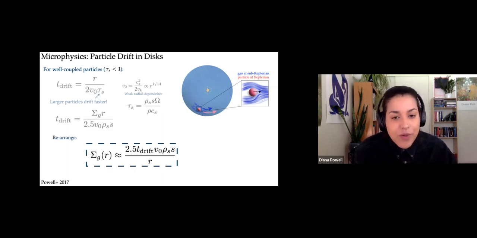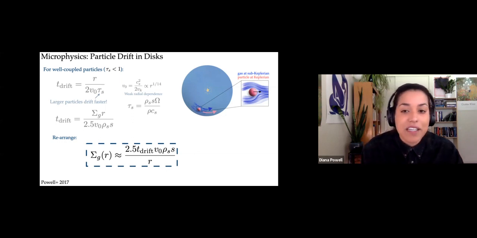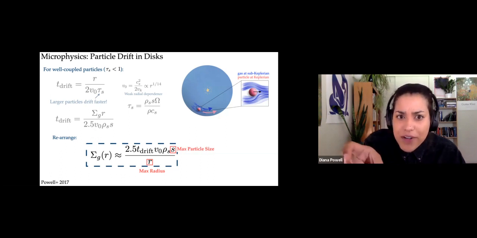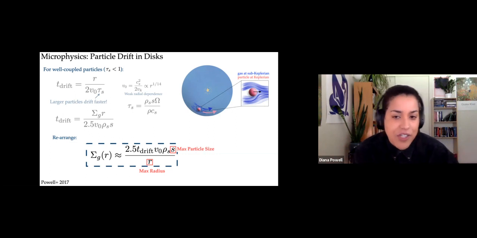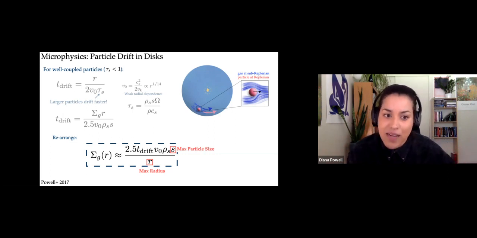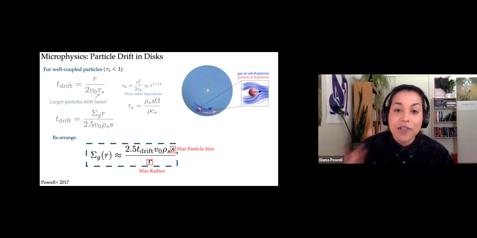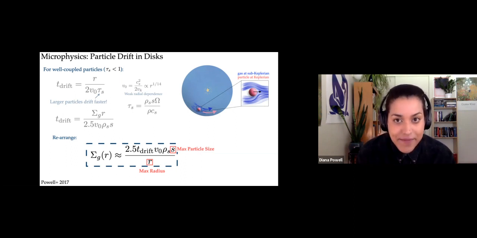And if we rearrange this equation like this, we see that we can derive the total disk surface density as a function of radius if we know the rest of these quantities. So in particular, if we know the maximum radius in which particles of a given size are present. And just notice here for a fixed particle size and fixed radius, a larger surface density means that you have a longer drift timescale because you're better coupled to the gas. Okay, so thus, if we have some a priori knowledge of the particle drift timescale, we can use this method to derive the total disk mass.